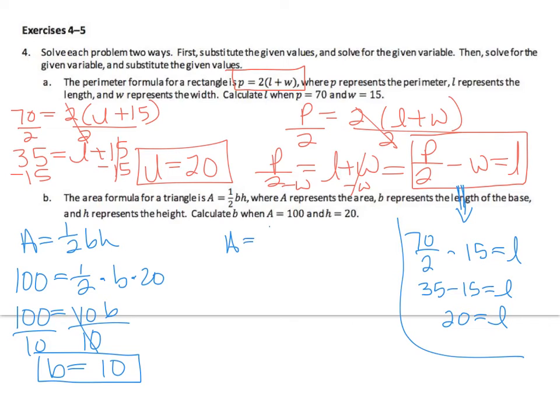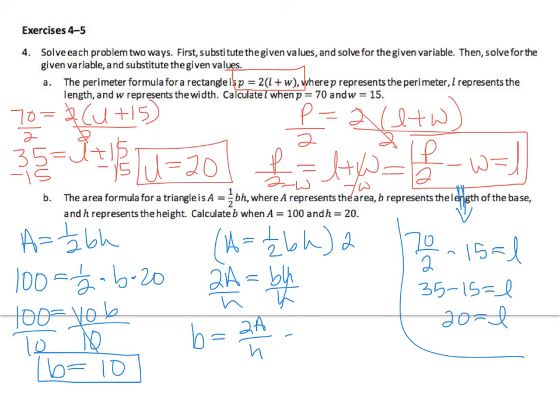Now let's take the formula and just solve for B and see what happens. If I multiply both sides by 2, it gets rid of the fraction, and then divide by H. I get B equals 2 times area over height, which equals 2 times 100 over 20. 200 over 20 is in fact 10, and I get the same answer.